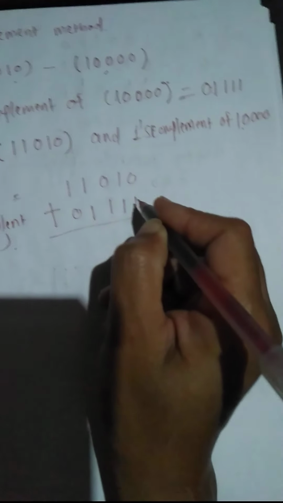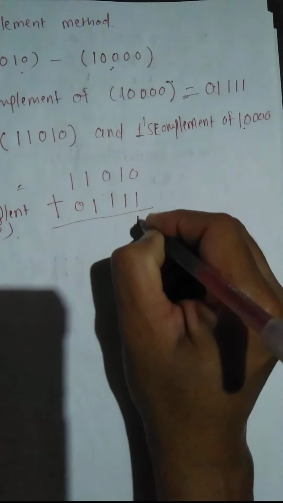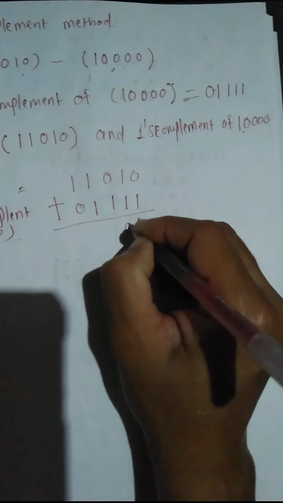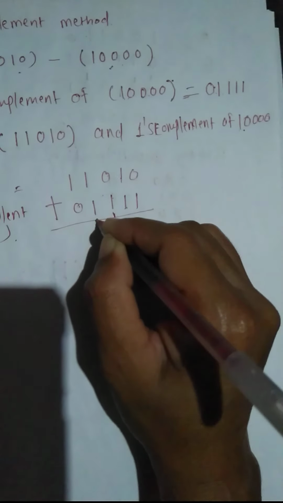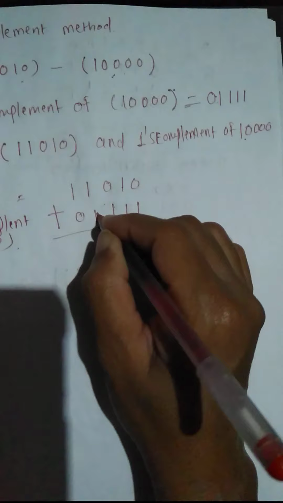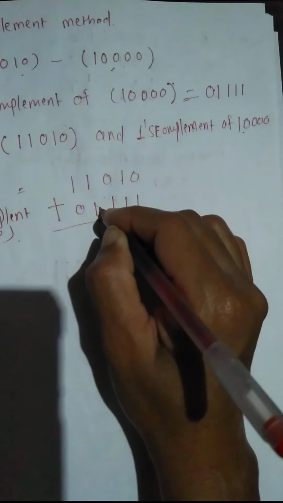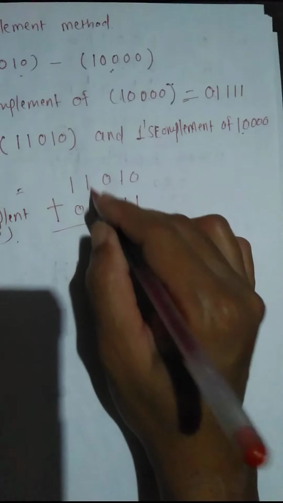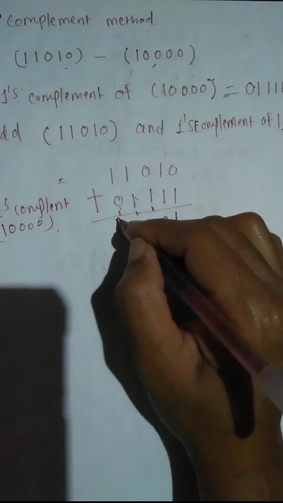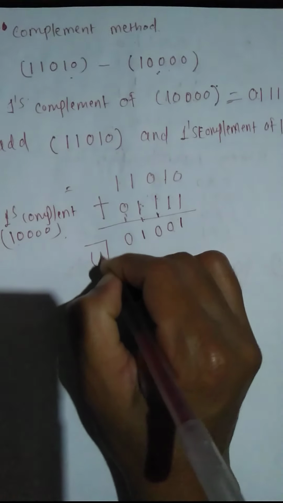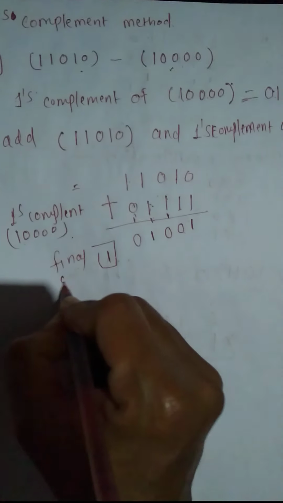For this addition, apply the addition rules: 0 plus 1 is 1, 1 plus 1 is 0 carry 1, 0 plus 1 is 1, 1 plus 1 is 0 carry 1, 1 plus 1 is 0 carry 1, and so on. This is the final carry, the final carry is 1.